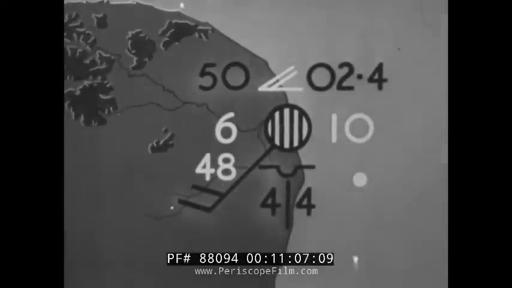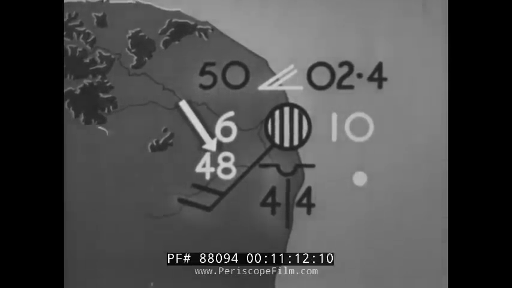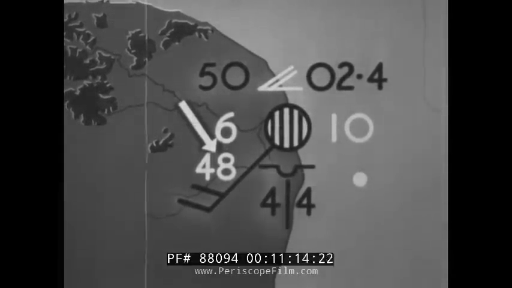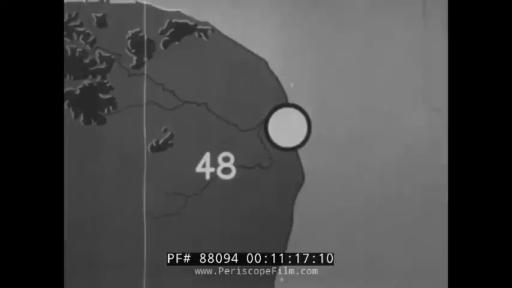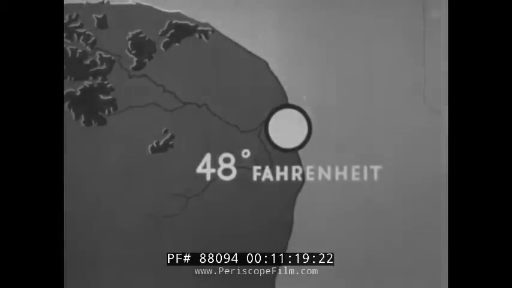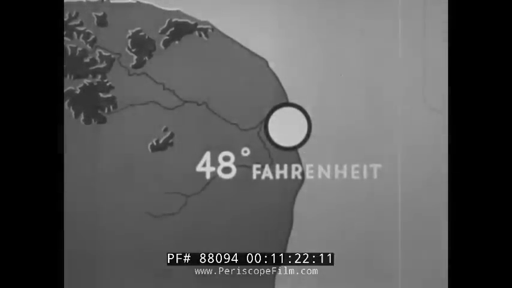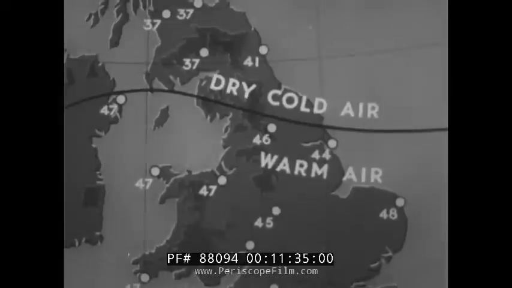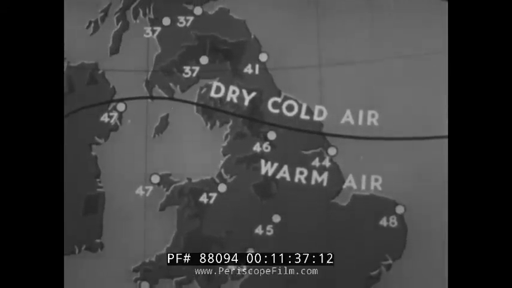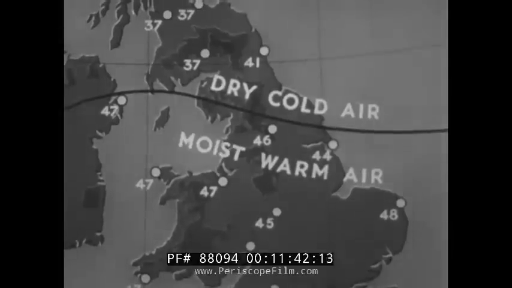The figures specifying dew point are shown in red at the bottom left of the station circle. Dew point is also plotted in degrees Fahrenheit. A comparison of dew point readings reveals that to the north, the dew point is relatively low and the air comparatively dry, while to the south, the dew point figures are higher where the air is relatively moist.